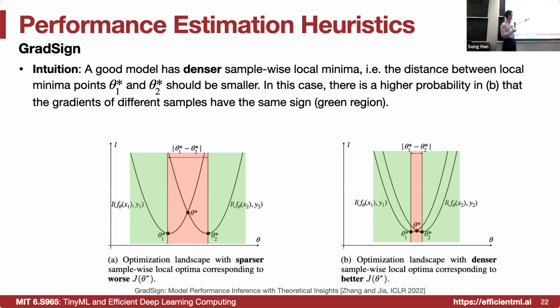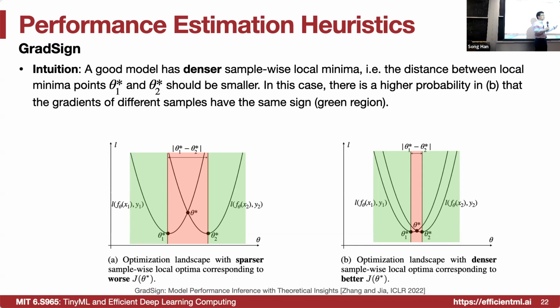So this red region is what we try to minimize. This one is considered a better optimization landscape. The red region is where the signs of the gradients corresponding to the same inputs are different.